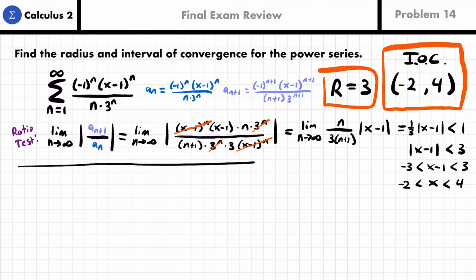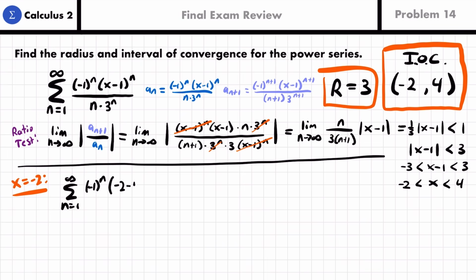Let's start by checking the endpoint for x equals -2. So if we look at x equals -2, plugging that into the power series, we'll have the sum from n equals 1 to infinity of -1 to the power of n times (x minus 1), so (-2 minus 1) to the power of n, divided by n times 3 to the power of n. Okay, so now we want to simplify. -2 minus 1 is -3, so I'm just going to rewrite that right here. We have -3 to the power of n.